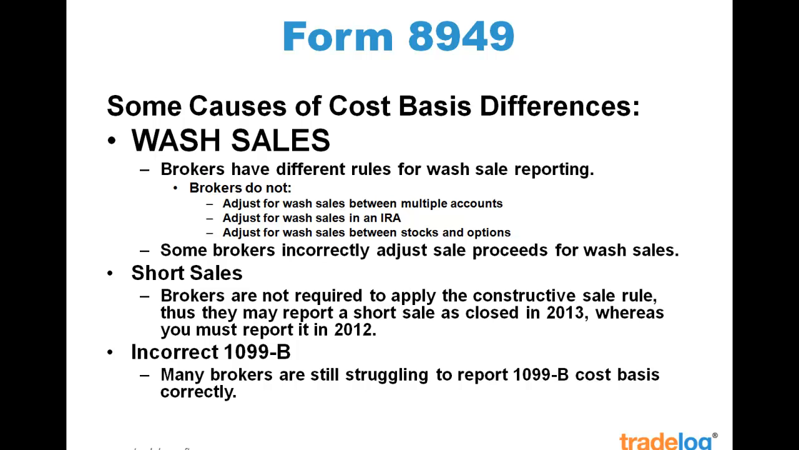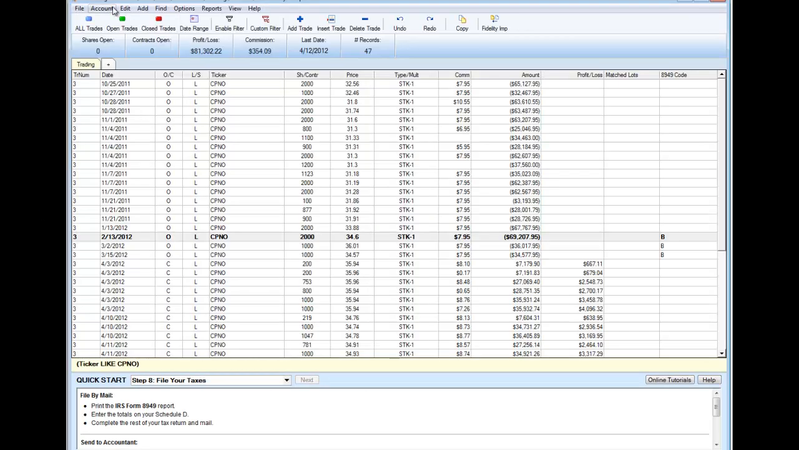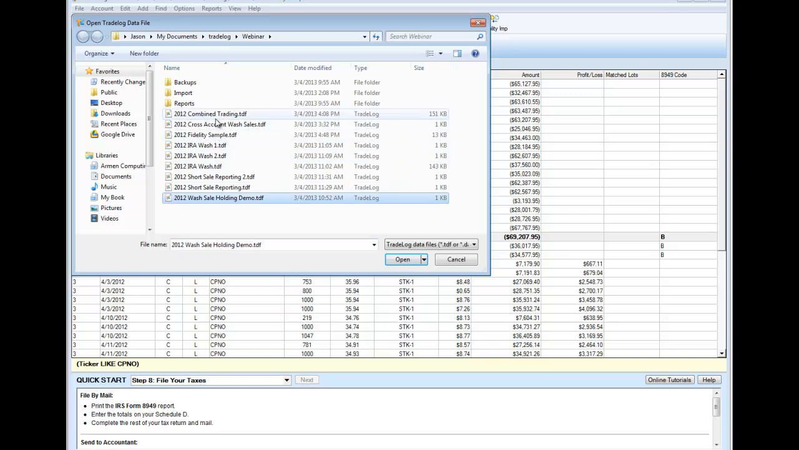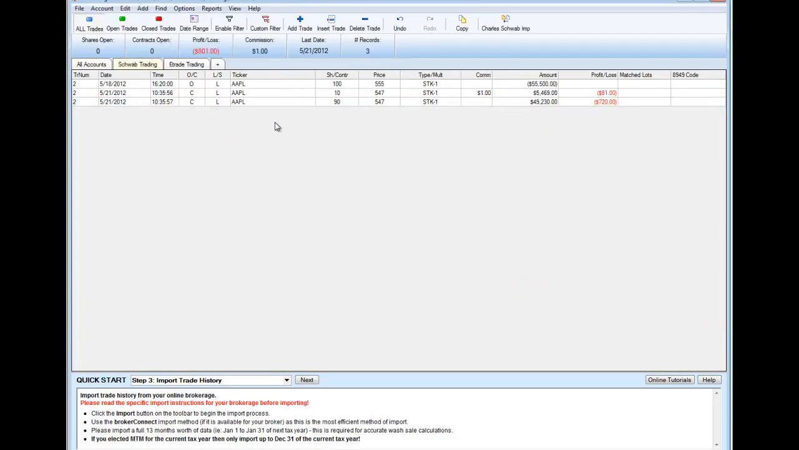Notice, for example, a simple example I have. Let me open this up. Say that I have a trade in my Schwab account. This is real simple. I opened shares of Apple in May. I sold them a few days later in 2 trades the same date. My broker is going to report the cost basis as $55,500, which is rightly so. They're not going to make any wash sale adjustment because I didn't have any wash sales. I didn't repurchase shares after that.